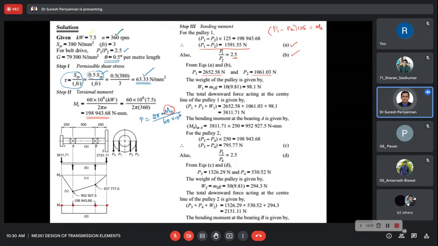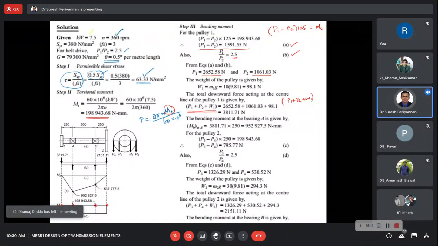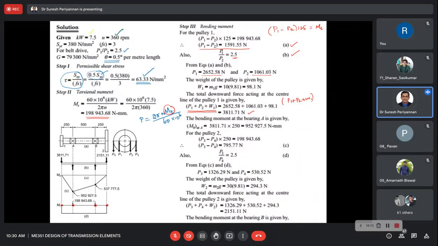The total vertical load acting on pulley 1 is nothing but P1 plus P2 plus W1. Already given here, this is P1 plus P2 plus W1. This is the total vertical load acting on pulley 1. This is pulley 1 with the total vertical load acting here.